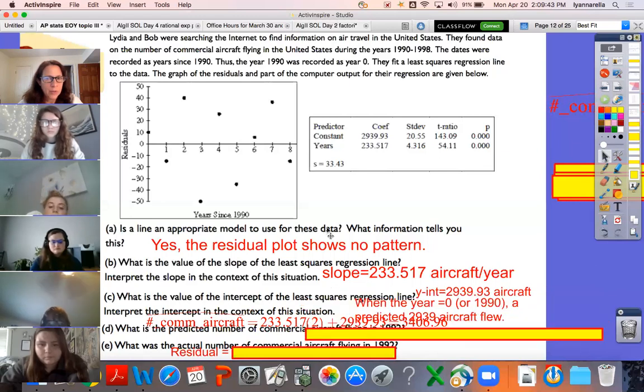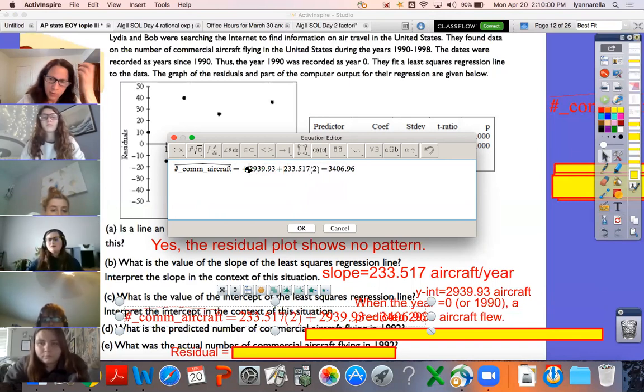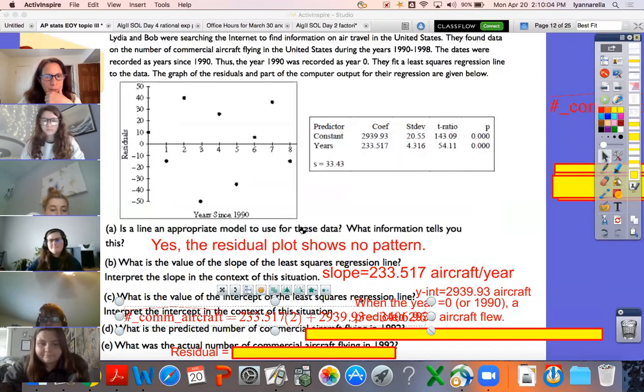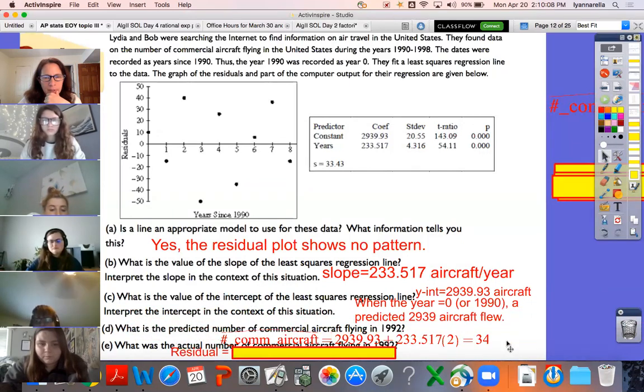And then the constant would be, see, I did this backwards again. The constant should come first, the 2939.93, followed by the slope times the x value. And so if they're saying, what was it in 1992? I'm going to put a 2 in for my x value. So let me get rid of this. So we predict in 1992 there should be about 3,400 aircraft flying.